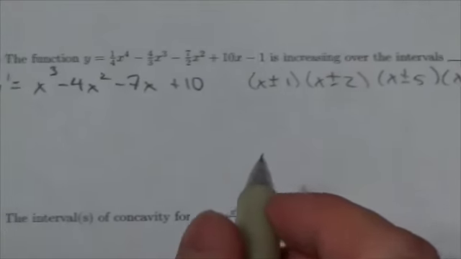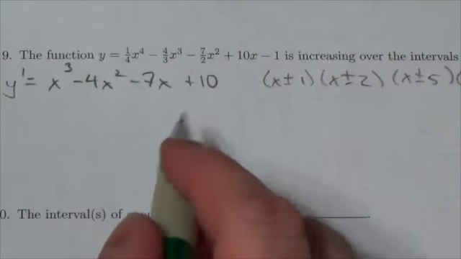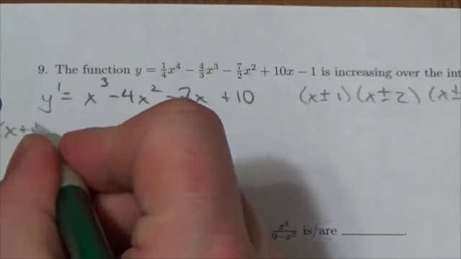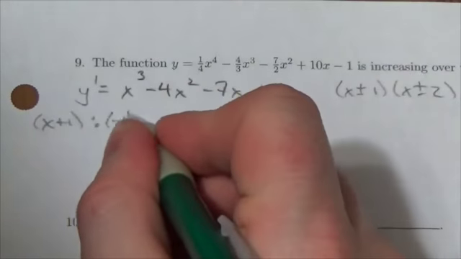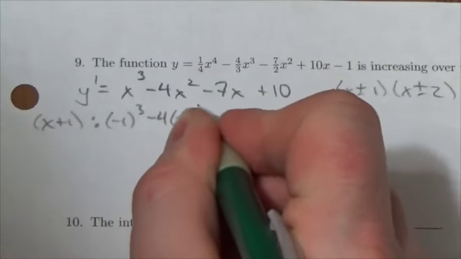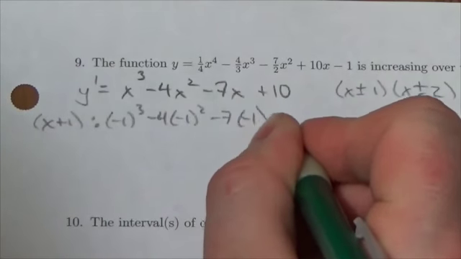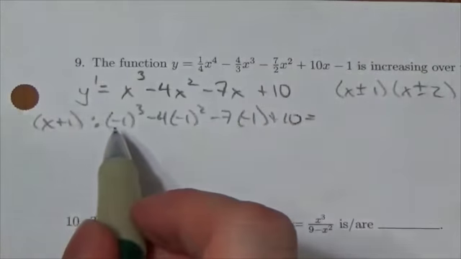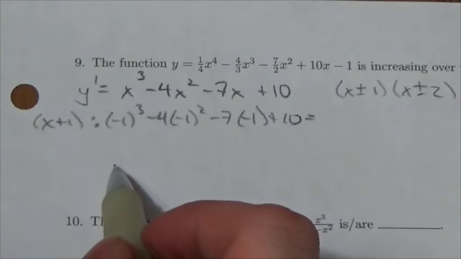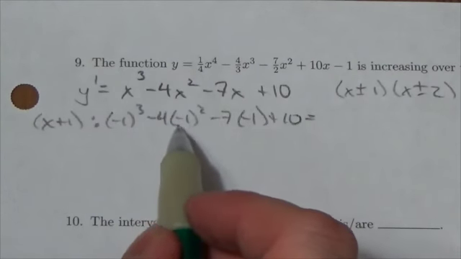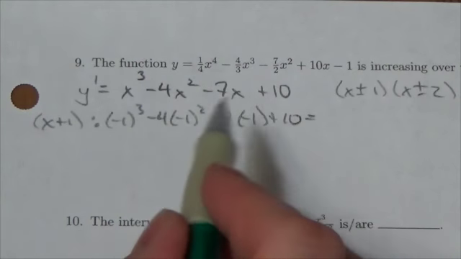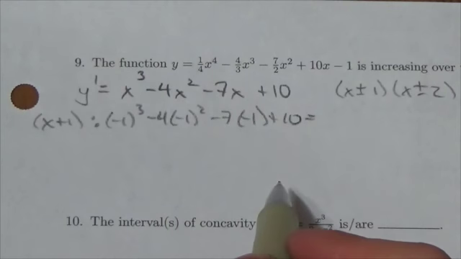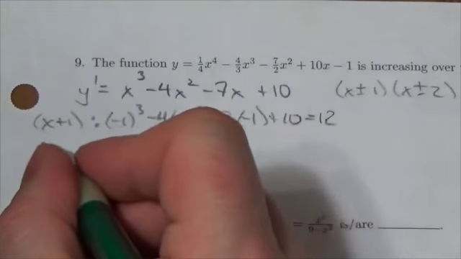factor theorem. Okay, so now I'm going to test the factor x plus 1 by plugging in negative 1. So negative 1 cubed minus 4 times negative 1 squared minus 7 times negative 1 plus 10. What does that equal? Well, negative 1 cubed is negative 1. Negative 1 squared is positive 1 times negative 4 is negative 4. So negative 1, negative 4 is negative 5. Negative 5 plus 7 is 2, plus 10 is 12. Well, that didn't do it.